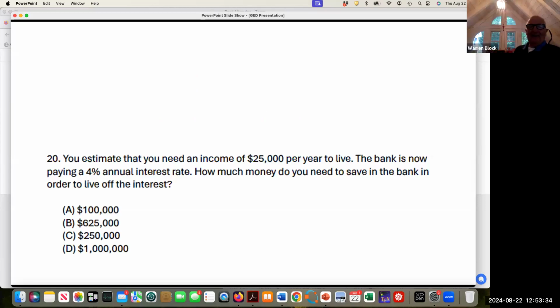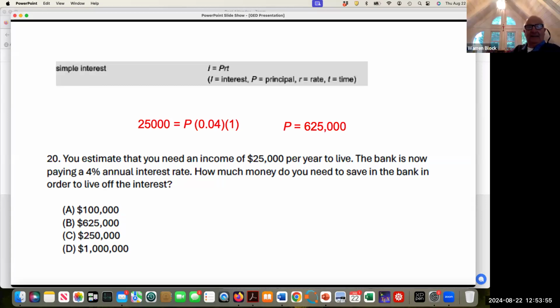Okay, you have $25,000 to live on, and your bank is paying 4% annual rate. How much money do you need to save in order to live off the interest? Is it going to be $1 million, $100,000, $625,000, or $250,000?